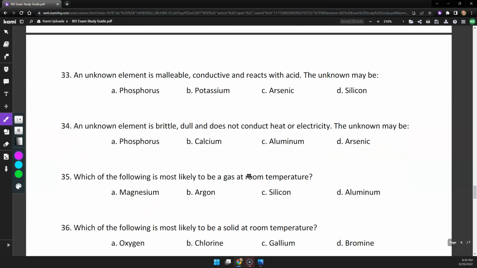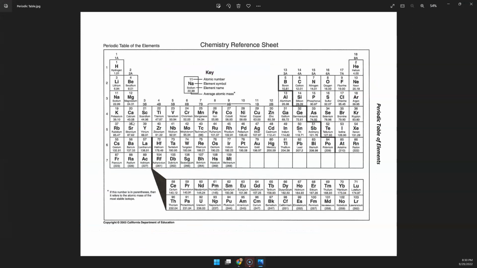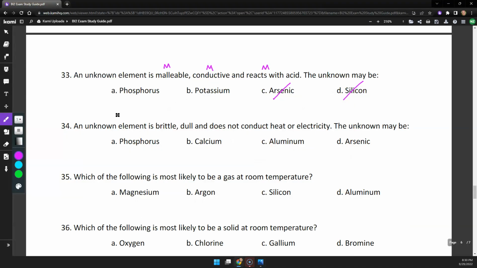All right, an element is malleable, which is a metal property, conductive, which is a metal property, and reacts with acid. That's a metal property. Well, we know it can't be silicon because that is a metalloid. Arsenic, As, is also a metalloid. It can't be that. So between phosphorus and potassium, phosphorus is on the right side. It's a nonmetal. Potassium is on the left side. It is a metal. So it has to be potassium.